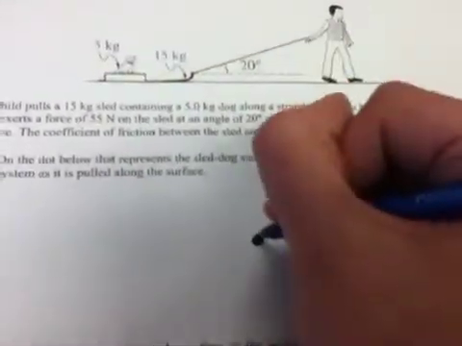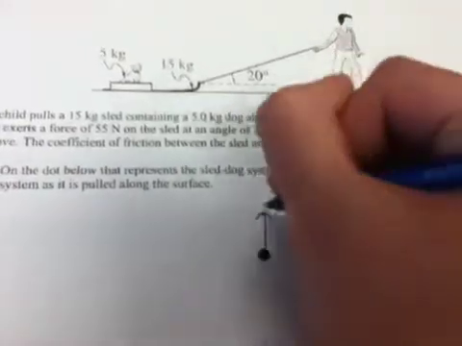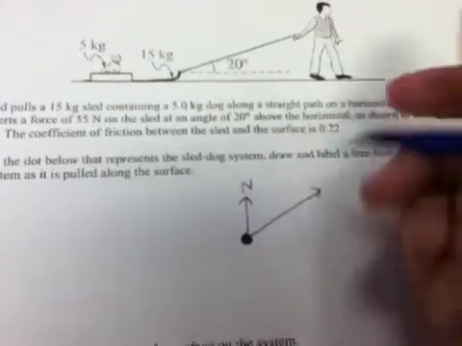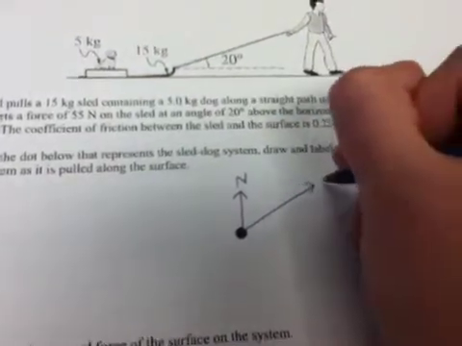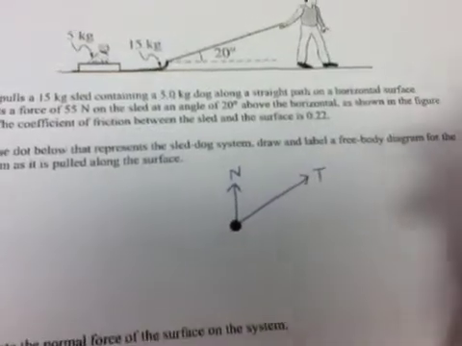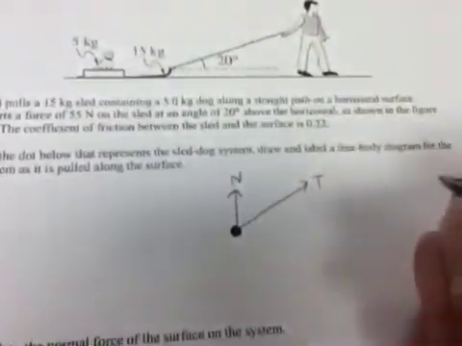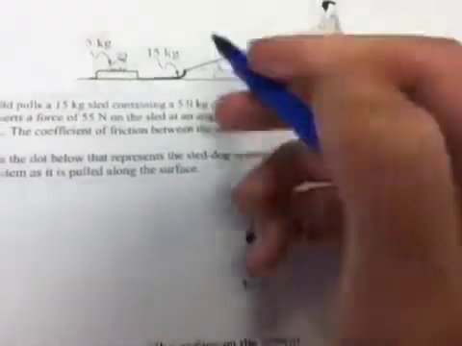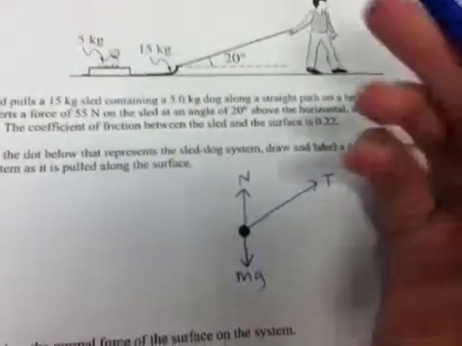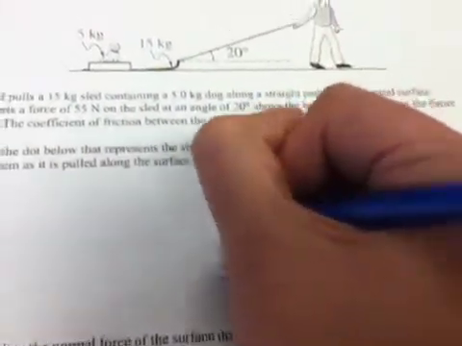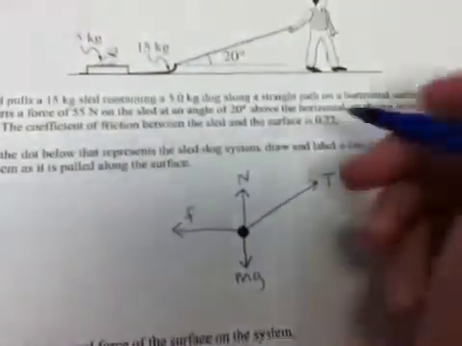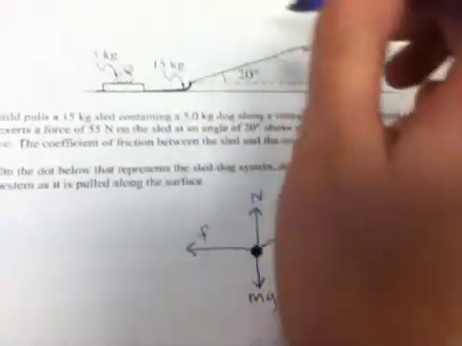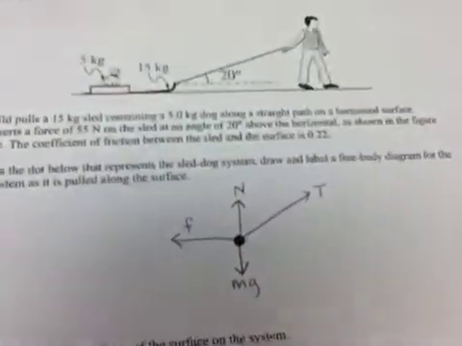So the first thing that we know is we always have this normal with a surface. If we don't have a surface, we don't have normal. Then we've got, of course, this force that this person is pulling. We're going to call it tension since it looks like a rope to me. You can just call it F if you want to. But we also have our mg, and this mg is going to be of the dog and the sled, at least for now. And then we've got this frictional force going to the left, because we see that this person is moving along to the right, and friction opposes that motion, so it must be to the left.